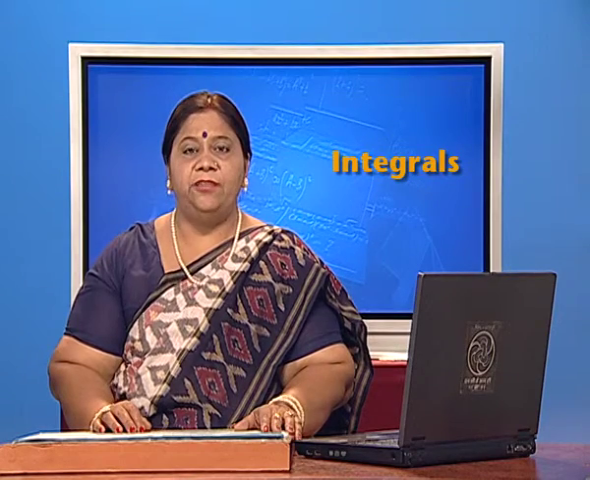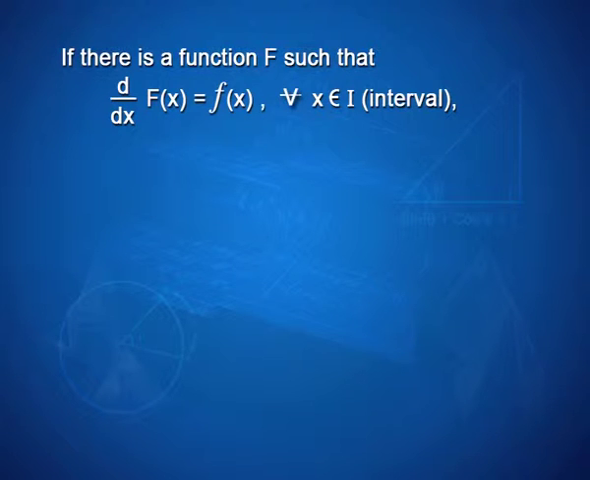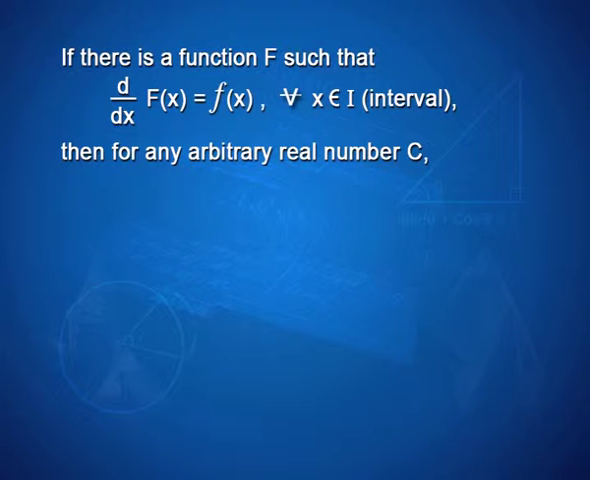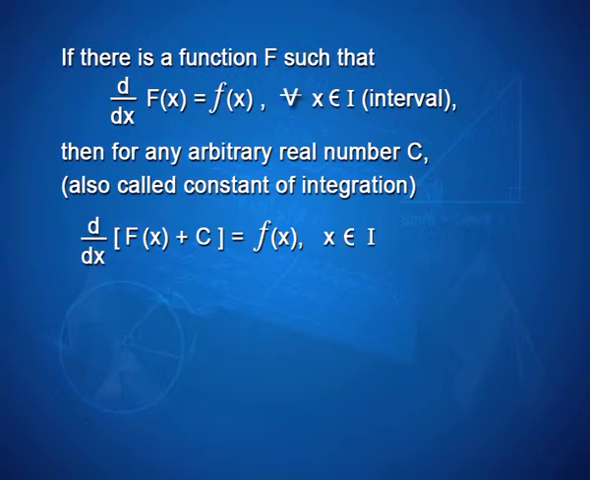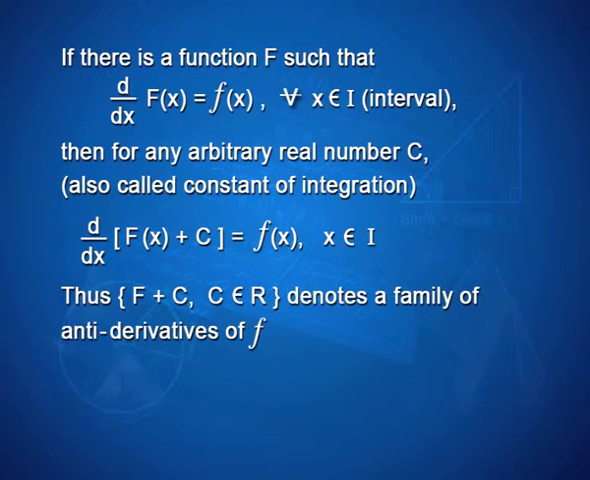More generally, if there is a function F such that d by dx of F of x is equal to f of x for every x belonging to interval I, then for any arbitrary real number c, also called constant of integration, d by dx of F of x plus c is equal to f of x, x belonging to I. Thus, F plus c, where c belongs to R, denotes a family of antiderivatives of f.